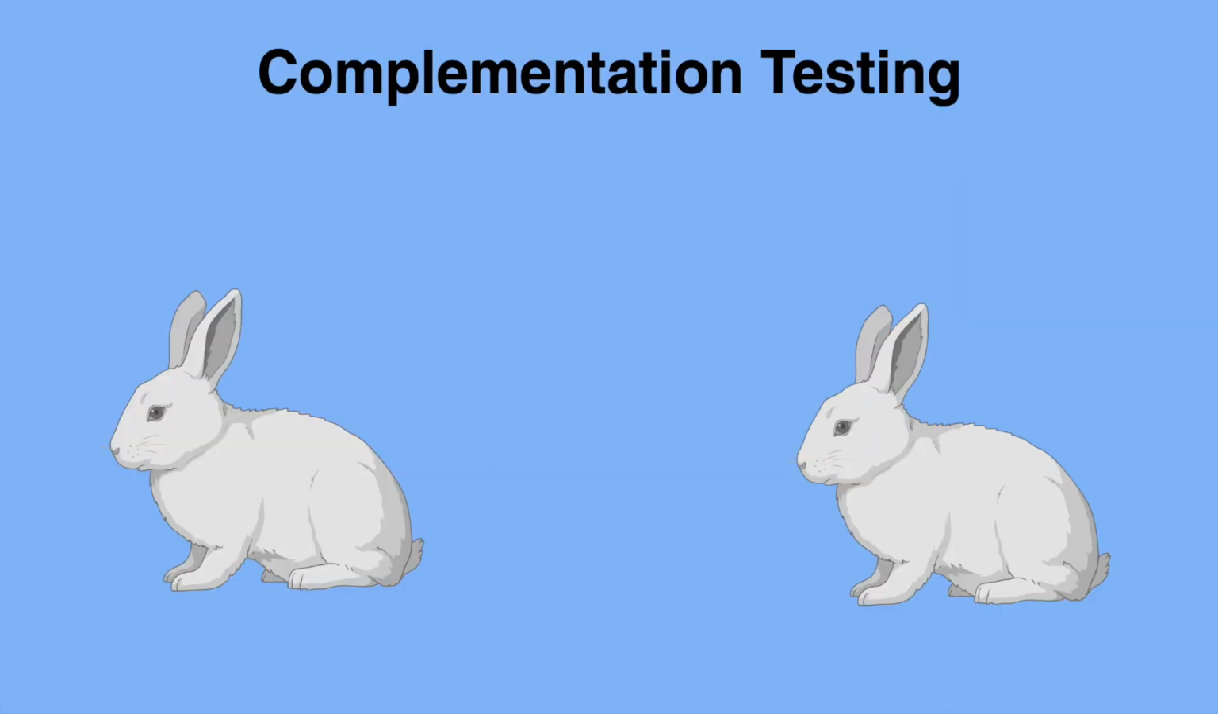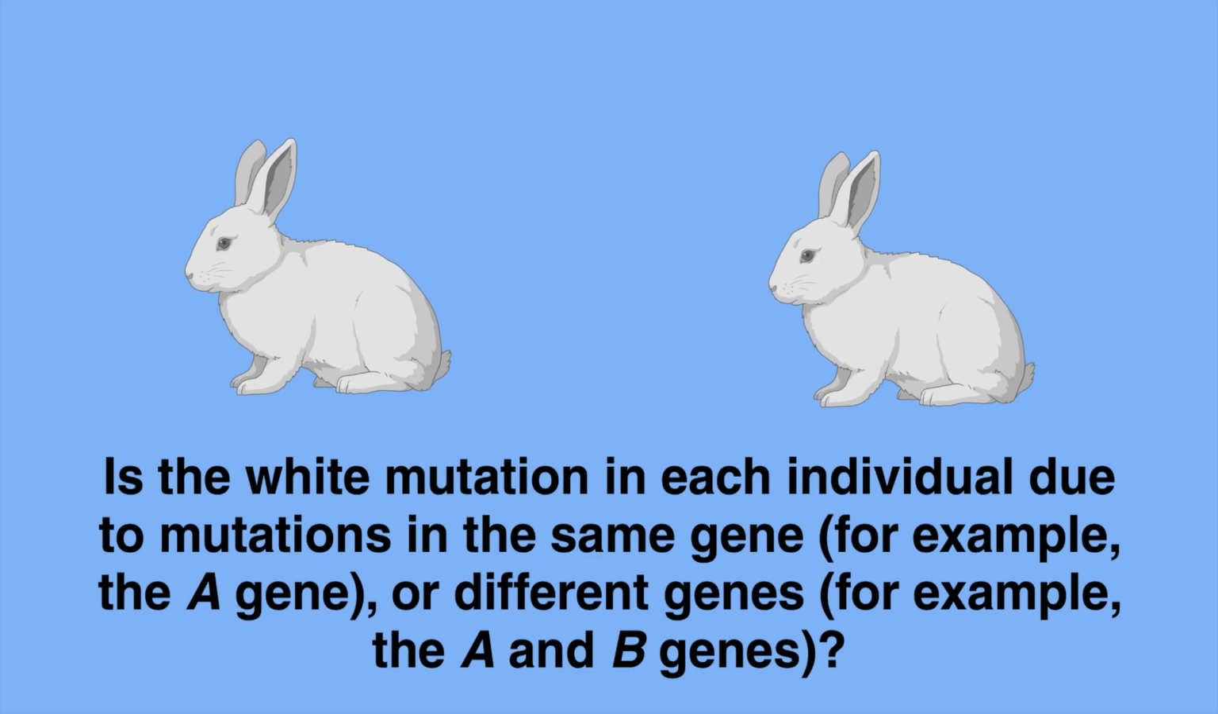Not only can mutations in alleles affect phenotype, but mutations in distinct genes can also result in the same mutant phenotype. Therefore, how do we determine if certain alleles encode the same gene or different genes? In this video, we want to briefly go over a common technique used in genetics labs to answer this question, the complementation test.